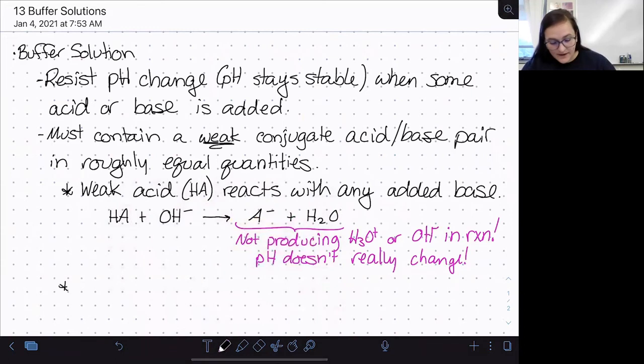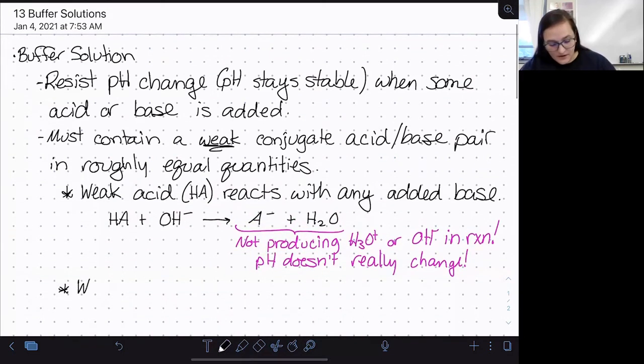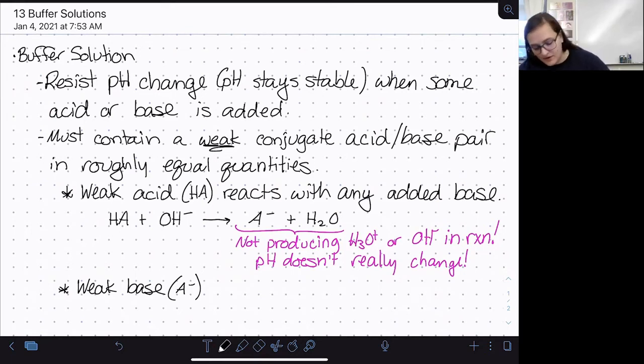Same idea if you're adding acid into your buffer solution. The weak base that is present in the buffer solution, the conjugate base of our weak acid, so we'll represent that as A-, it's just the anion from our weak acid, is there to react with any added acid.